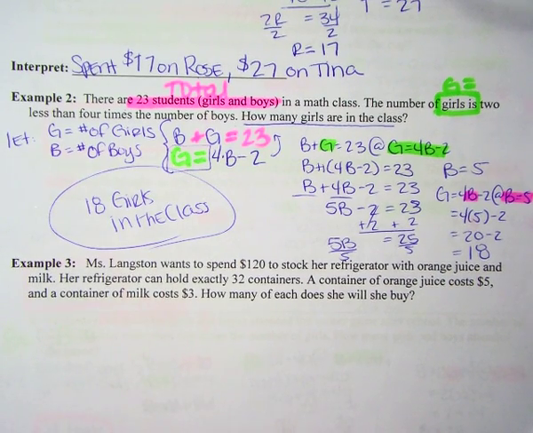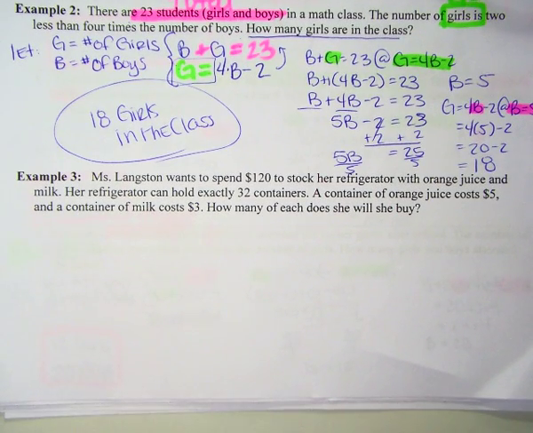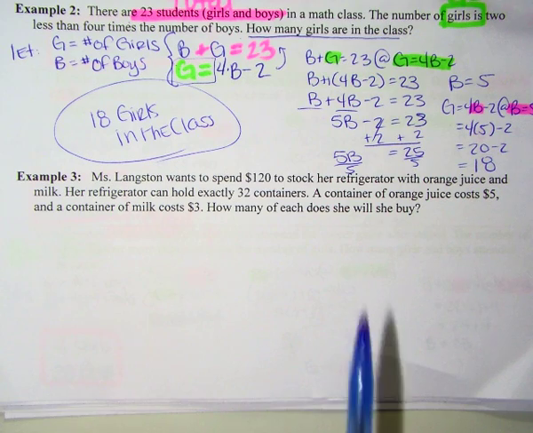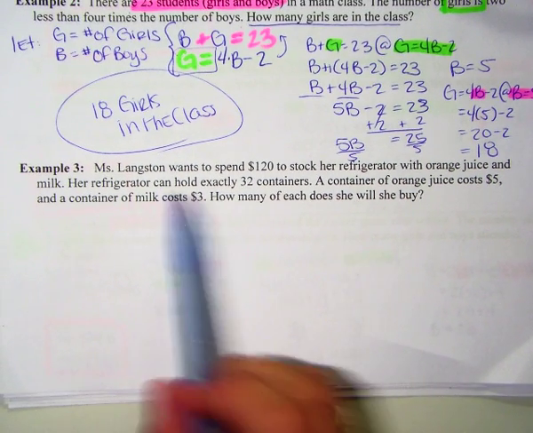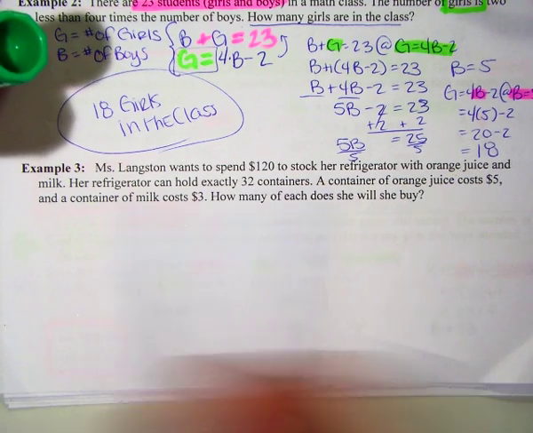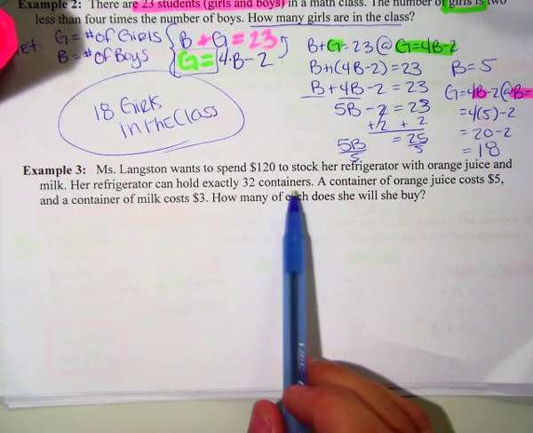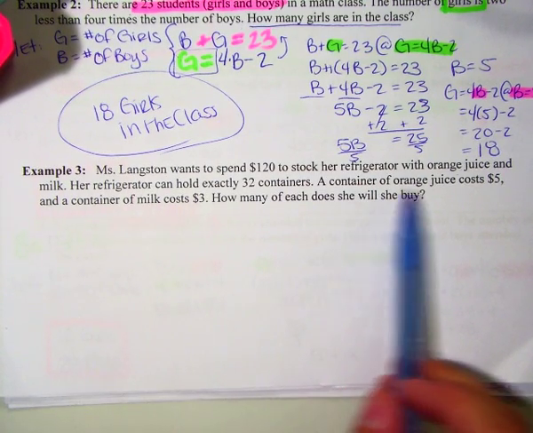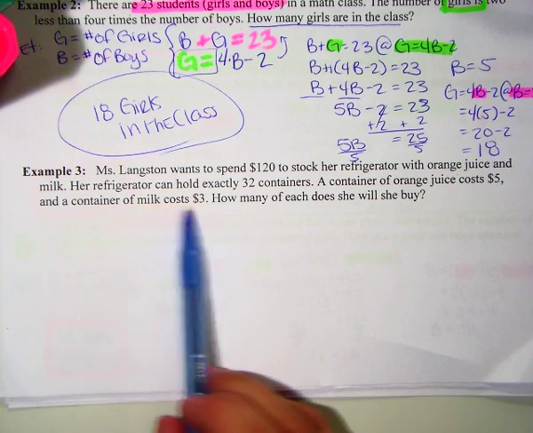Excellent. Last one, and this one's a little bit different. Again, I'll read the whole thing, define my variables, then start solving. Miss Langston wants to spend $120 to stock her refrigerator with orange juice and milk. Her refrigerator can hold exactly 32 containers. A container of orange juice costs $5, and a container of milk costs $3.